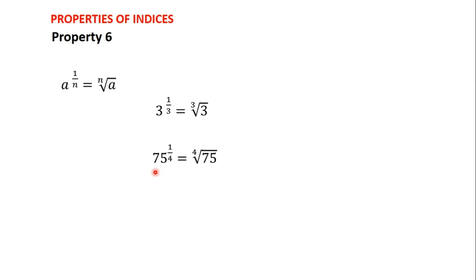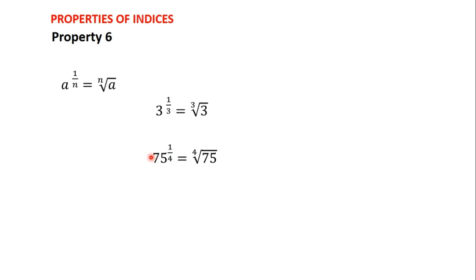In the same way, if you have 75 exponent 1 over 4, it is equal to the fourth root of 75. So for the fourth root of 75, you write 4 here, which in this case represents n. If you compare, you can see that 4 represents n here. You write 4 as a small number, then you write the root sign and you write the 75 under it. This is the fourth root of 75. So if you see this anywhere, it means 75 exponent 1 over 4.